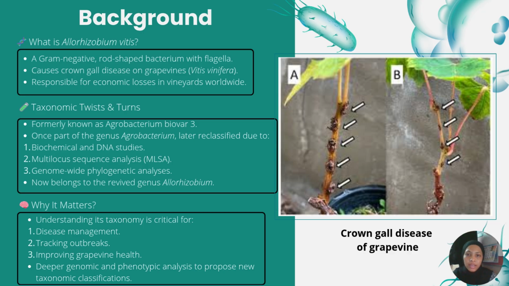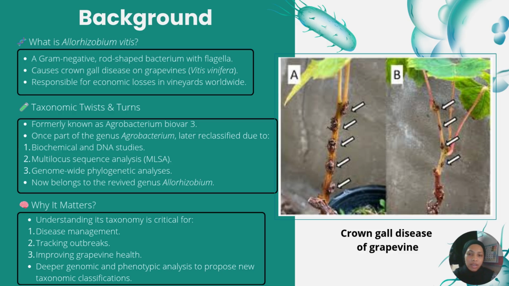Allorhizobium vitis is a gram-negative, rod-shaped bacterium with flagella that causes crown gall disease of grapevines. This disease leads to economic losses in vineyards worldwide. Allorhizobium vitis was originally classified as Agrobacterium biovar 3, but chemical and DNA studies showed that it didn't quite fit in the Agrobacterium biovar 3. Later, MLSA and genome-wide analysis confirmed it was genetically distinct. As a result, it's now placed in the genus Allorhizobium.